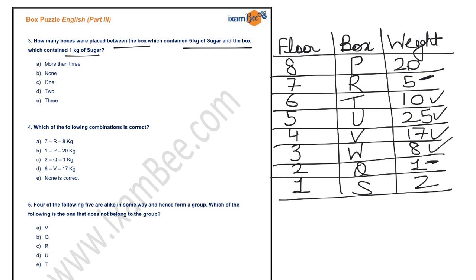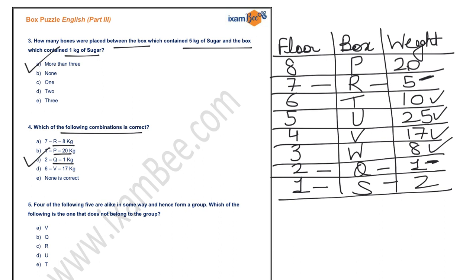So the answer for this question is more than 3. Now which of the following combinations is correct? So you have to check the combination. So the first option is 7R 8 kg, 7R 5 kg is as per our table, 1P 20 kg, 1P 20 kg is as per our table, right? 2Q 1 kg, 2Q 1 kg is absolutely correct as per our table. So the correct answer is option number C.